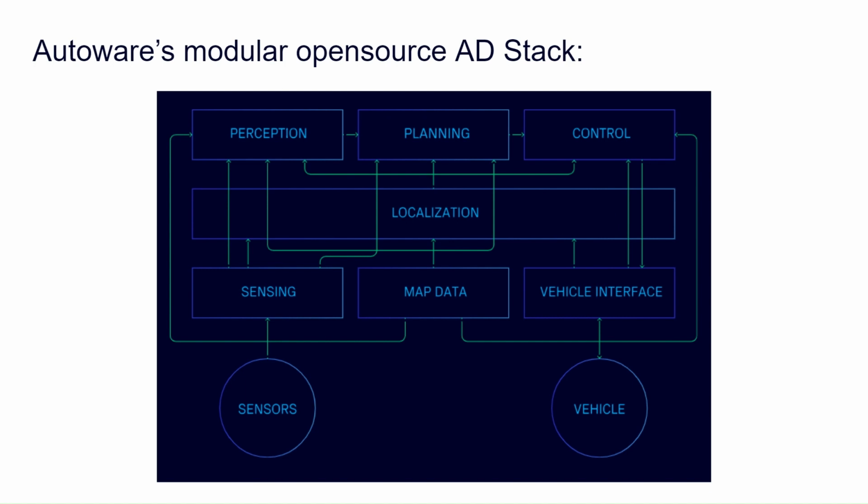Now, if you see, there are in total 7 subsections over here, which are basically planning, perception, control, localization, sensing, map data, and vehicle interface. So let me simply explain it to a person who has not much exposure to autonomous driving. In autonomous driving, the vehicle on which multiple sensors are mounted receives information from the sensors, which is basically this sensing module.